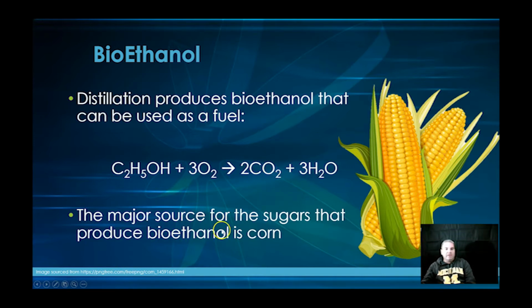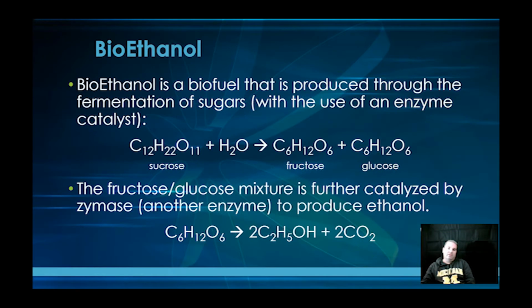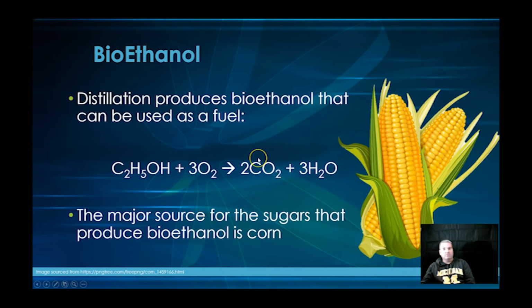Okay. Now, the major source for the sugars that produce bioethanol is actually corn at the moment. Corn is really good at producing the starch, the carbohydrates that we need to be able to do that fermentation. That hydrolysis to be able to get ethanol through fermentation. Now, you may look at this and go, okay, so we produce carbon dioxide through making the ethanol back here. So we're producing carbon dioxide, and when we burn it, we're producing carbon dioxide as well.